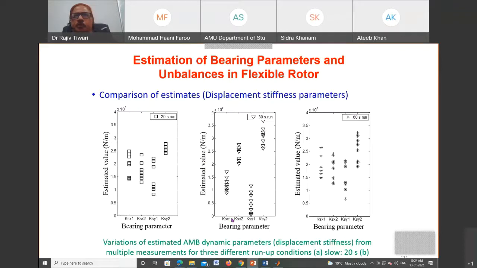Unbalance I'll show you in the next slide. So here you can see different run times. From minimum to maximum speed we reached in 20 seconds here, then 30 seconds, 60 seconds. So this was a very fast run, this was a slow run, this was a moderate run, and we found that in the moderate run transients were not present. In the slow run, sometimes, because it was slow, it was getting locked into the critical speed when we were increasing the speed, so it was going into the unstable zone. So we found that the 30 second run was optimal, and these are the displacement stiffness.